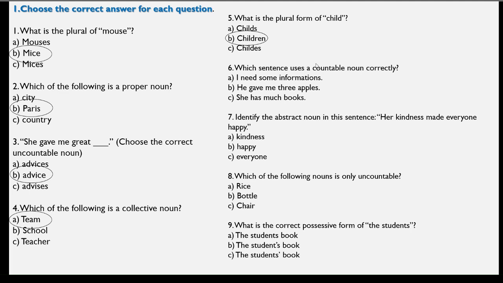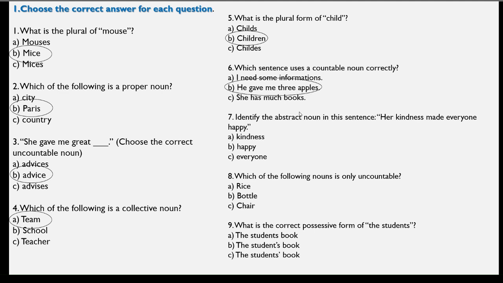Which sentence uses a countable noun correctly? I need some informations. It's wrong because information is an uncountable noun. He gave me 3 apples. And I think this is correct. Right. We cannot use much with countable nouns, and book is a countable noun.